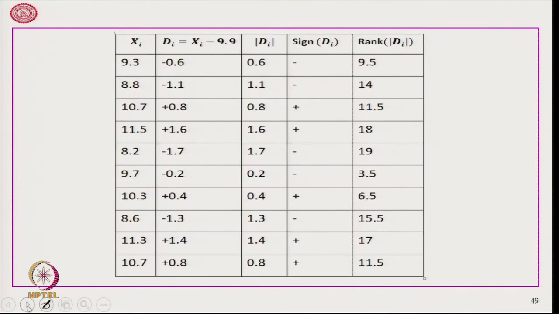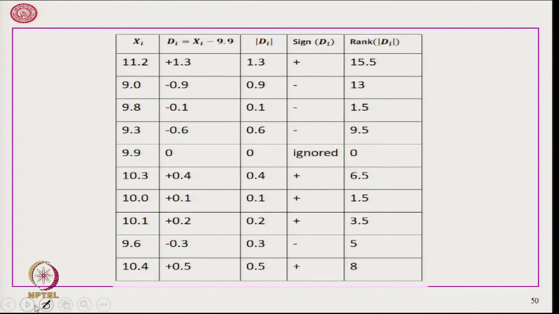How do you solve it? So, let me go to the solution. What we do is prepare a table like this. The first value is 9.3, m naught is 9.9. So, di is equal to minus 0.6. Therefore, we understand that it is negative, but not only that, the absolute difference is 0.6. Similarly, for 8.8, it is minus, and the value of di is equal to 1.1. On the other hand, if it is 11.5, then the difference is 1.6, it is a plus, and the absolute value of di.